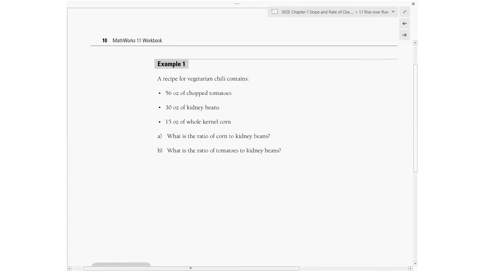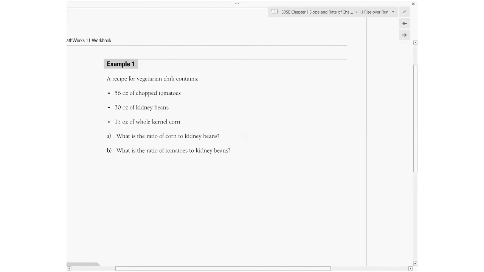Okay, so we have a recipe for vegetarian chili here, and what is the ratio of corn to kidney beans? So here's our corn. You have 15 ounces of kernel corn and 30 ounces of kidney beans. So corn is the first one. So we've got 15. You could write it as 15 to 30. Notice they're both in ounces.